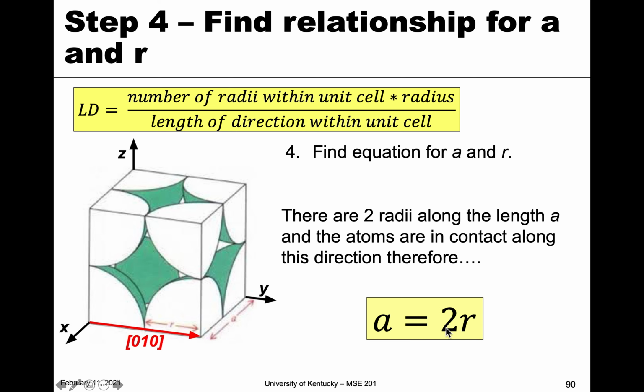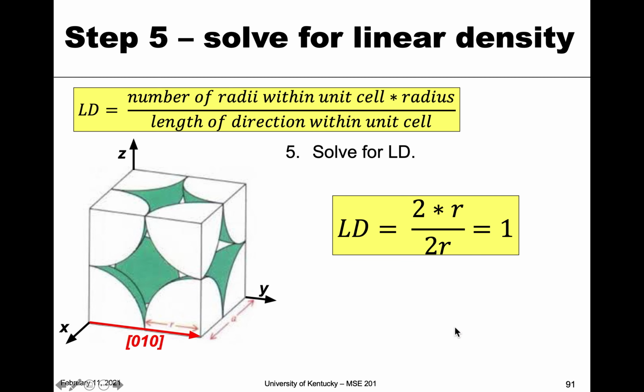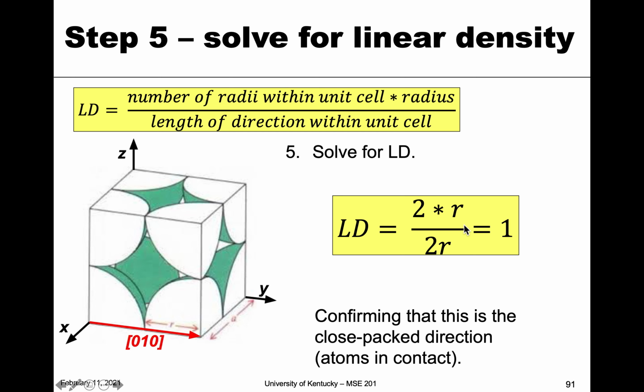We know A is equal to 2R. So now we're going to plug all this in. We have 2 times R as the length of atoms within that direction, and then A is equal to 2R as well. So this should be a sort of self-fulfilling property because these are close packed, they're touching. That means that there's no space, and that means that the density should be 1 because it's completely filled. So this is kind of a check confirming this is the close packed direction.